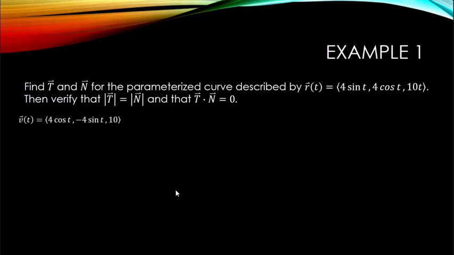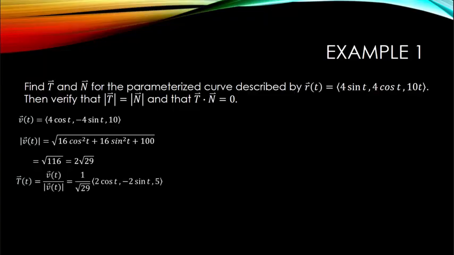My velocity is given by a vector with the components 4 cosine t, minus 4 sine t, and 10. The magnitude of the velocity, or the speed, is given by the square root of 16 cosine squared t plus 16 sine squared t plus 100. This gives me the square root of 116, or 2 times the square root of 29. My unit tangent vector is given by 1 over square root of 29 times a vector with the components 2 cosine t, minus 2 sine t, and 5.